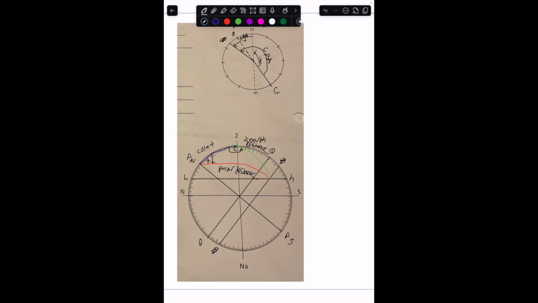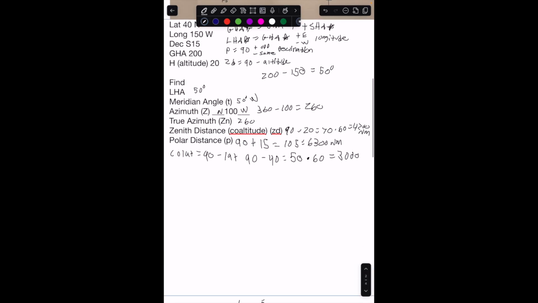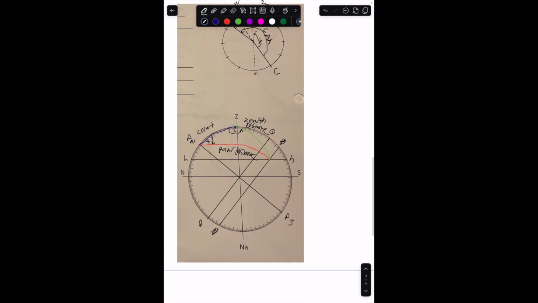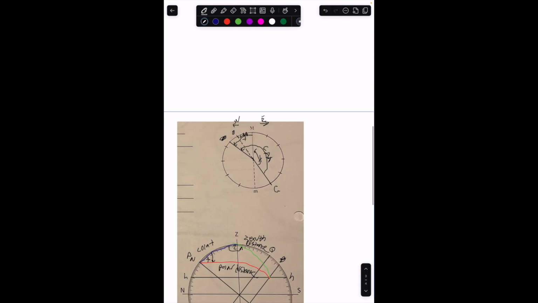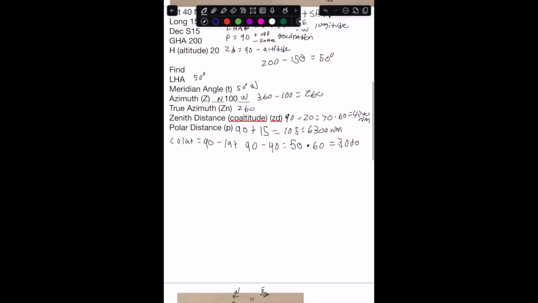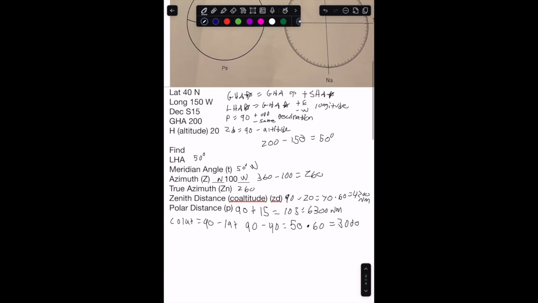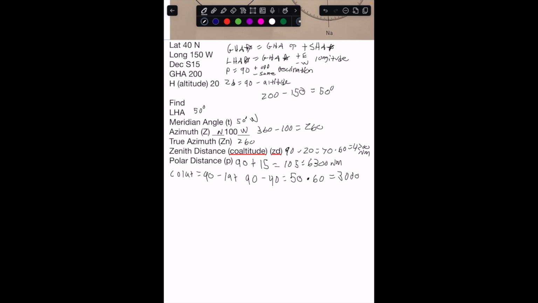We can confirm that these make sense by going back and looking at the distances that we calculated here, right? Polar distance here, 6,300 nautical miles. That should be our longest, and it definitely is. That should be followed by zenith distance, which is 4,200, yep. And then our co-latitude of 3,000. You can see everything checks out here. It all makes sense. So that is a very simple problem that you can visualize here. That's, again, right out of the homework.